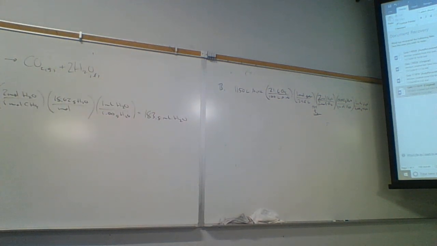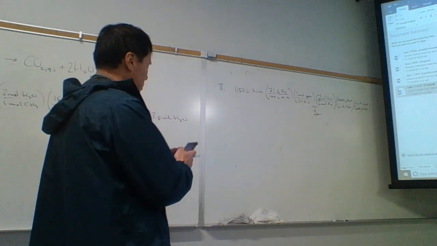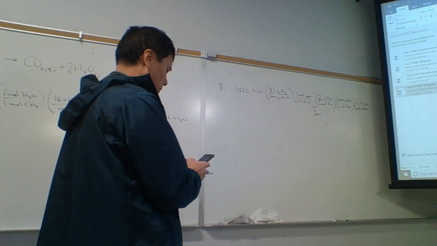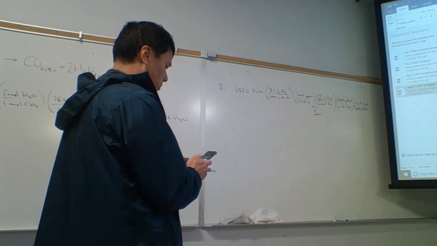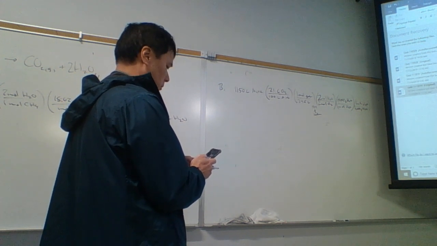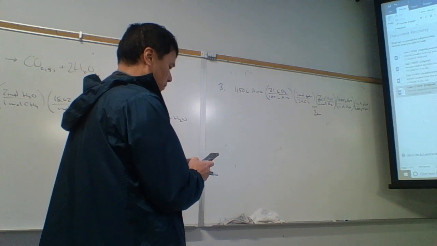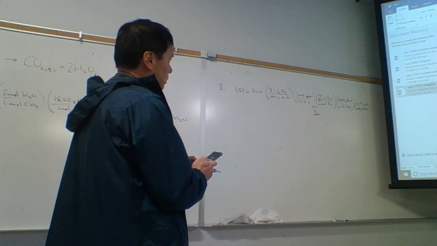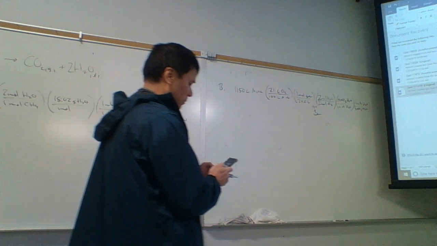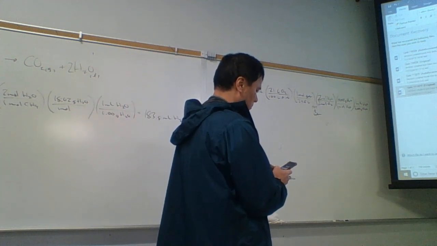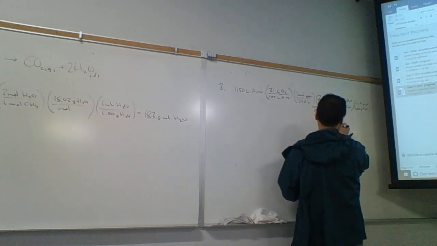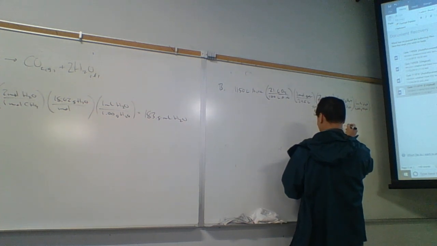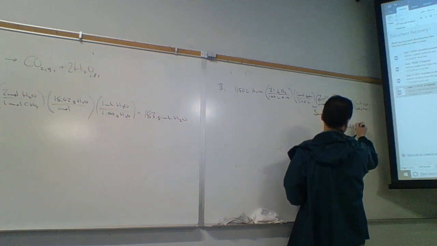So let's calculate this one here. It's going to be 1150 times 21 divided by 100 divided by 24.5, times 2 divided by 2, which is the same, times 18.02. So I get 177.6 milliliters of H2O.